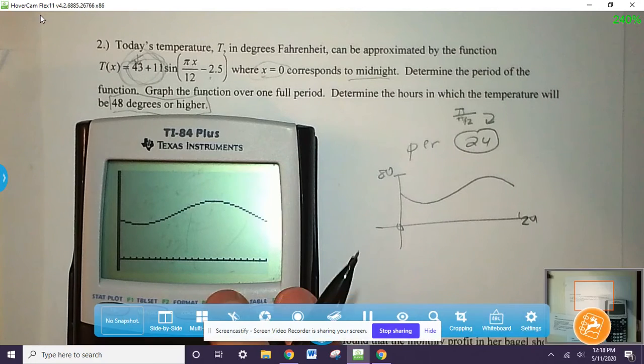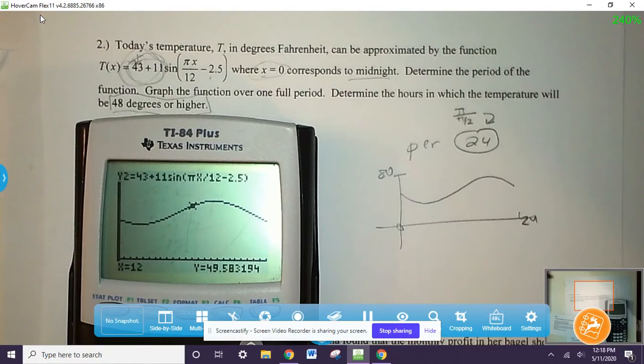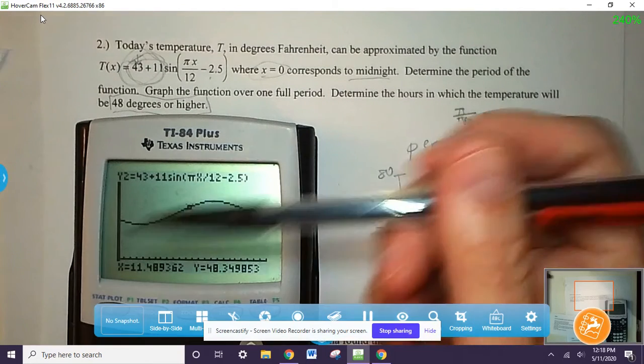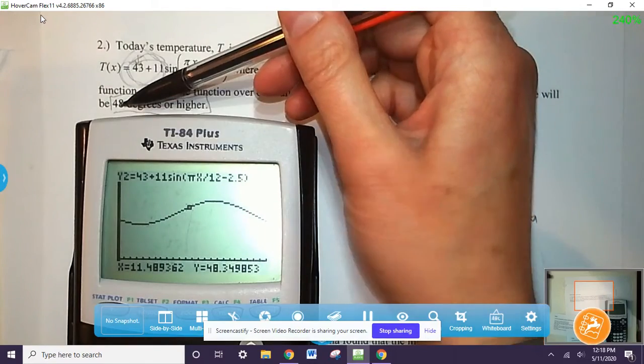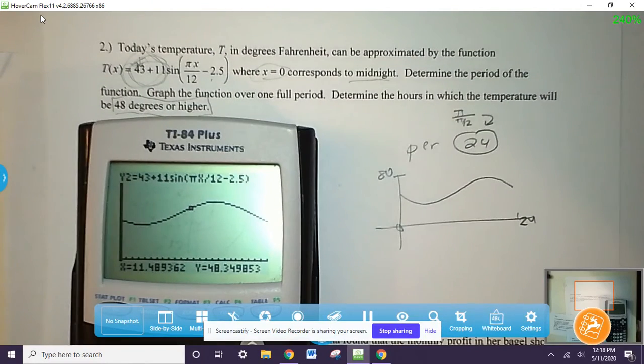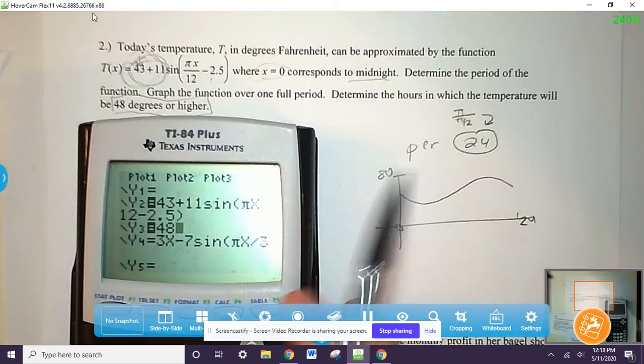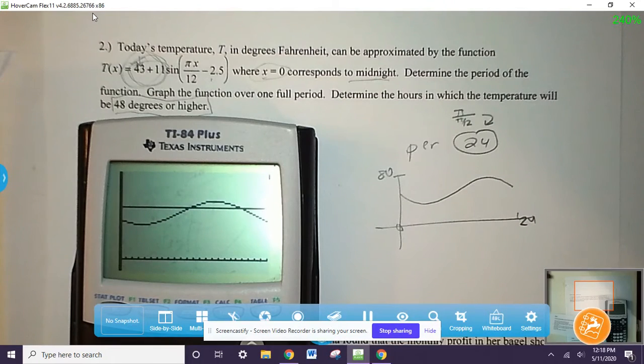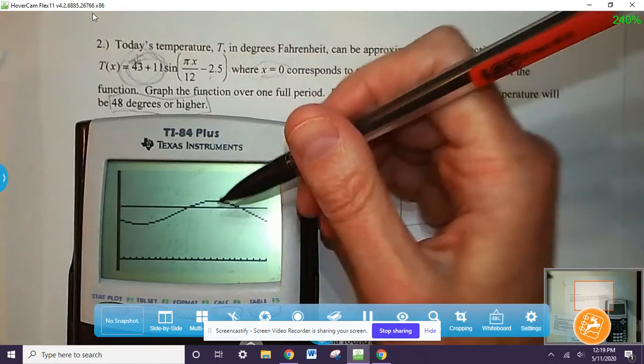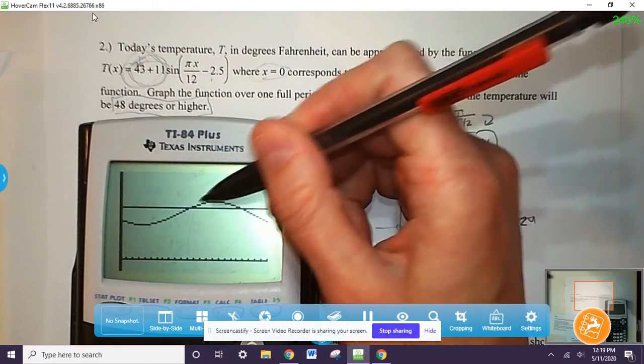Another idea people often have is hitting trace and just tracing the graph and seeing when you hit 48. Because here we're at 46 point something, 47 point something, and now we've surpassed 48. It's just not a highly accurate way. If you want to know when you reach a certain Y value, the best way, in my opinion, that is very accurate is to graph a horizontal line at that Y value that you're interested in. So if I put in y equals 48, what we can see is this is the entire time period when we are 48 degrees or above.